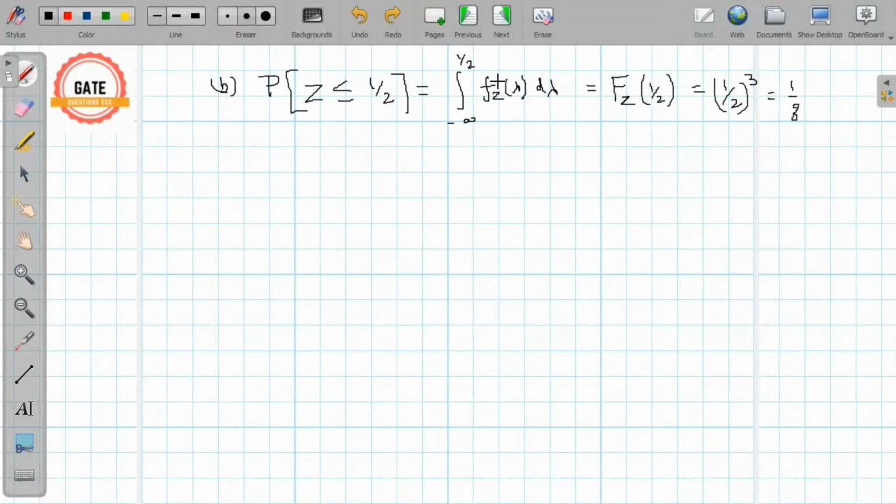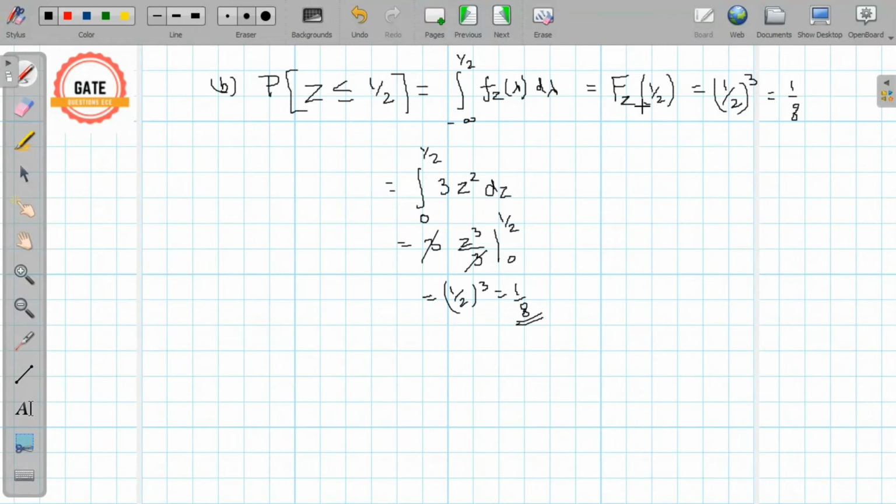Similarly, you can use the PDF of Z here and calculate the integration. So from minus infinity to 0, the PDF is 0. So we can directly write 0 to 1 by 2, and the PDF is 3z square dz. So it will be 3 times z cube by 3 with limits 0 to 1 by 2. So 3 will cancel out and the answer will be again 1 by 2 cube. So the answer to this probability is 1 by 8. You can use either the CDF method or the PDF method.